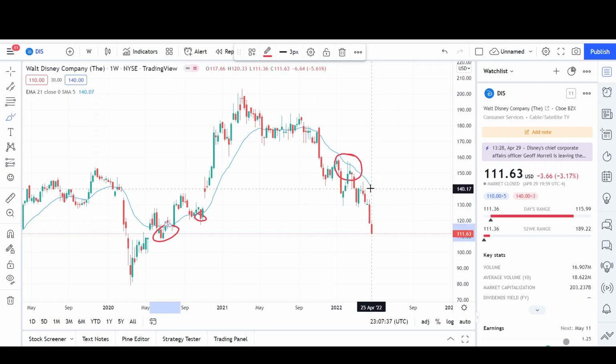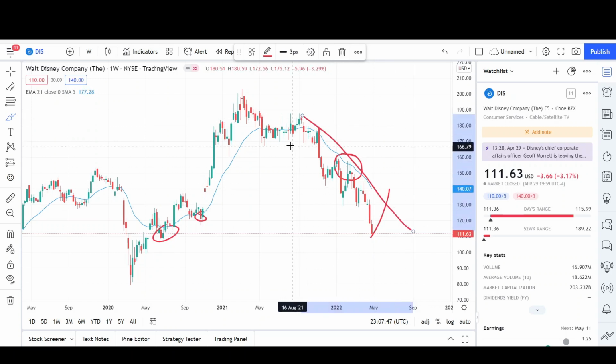We're getting far away from the EMA, so we could see a pullback probably pretty soon, especially since the earnings are coming up. I'm not saying this is the bottom or not. Most likely it's not. We still have the downtrend channel in play, so I'm expecting lower prices.